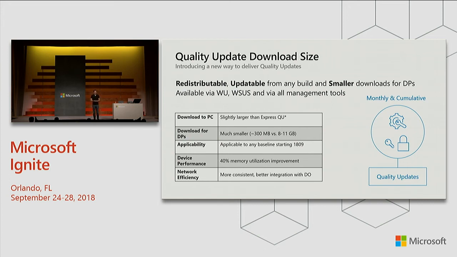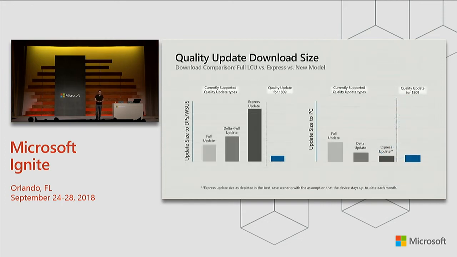So yesterday there was a session announcing the new update payload. The download size will be slightly larger than the Express quality update, but the download on your distribution points will be much smaller, so you're using less space than those Express updates were previously. And it's applicable to any baseline starting with 1809 with a significant memory utilization improvement.